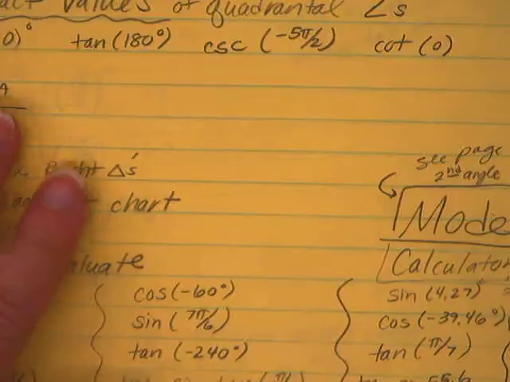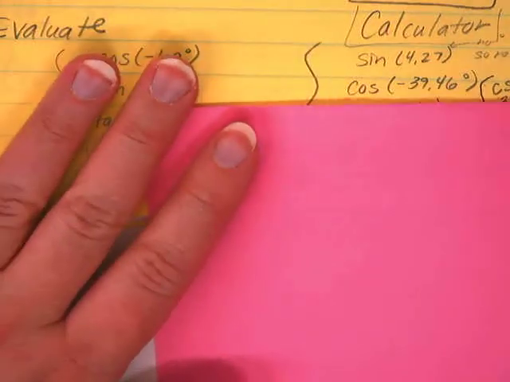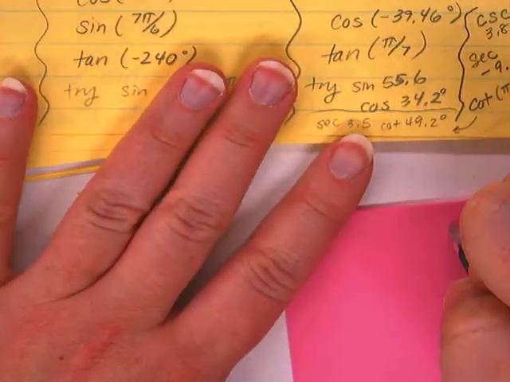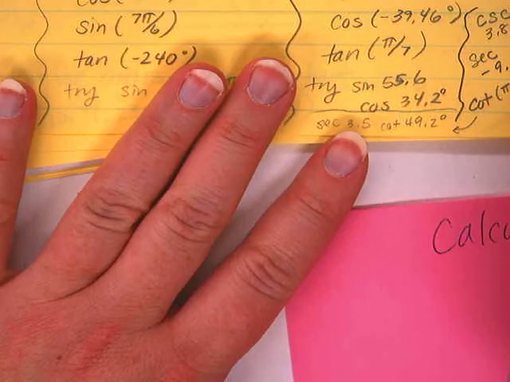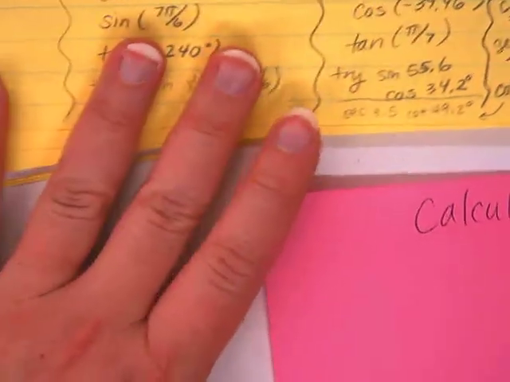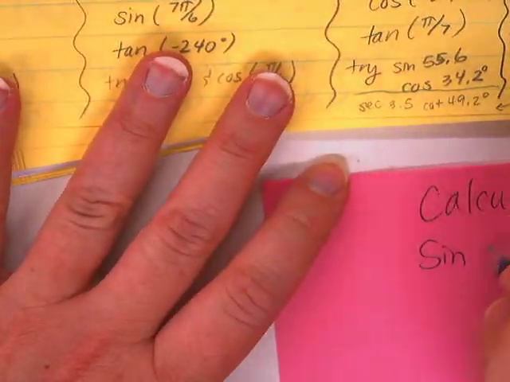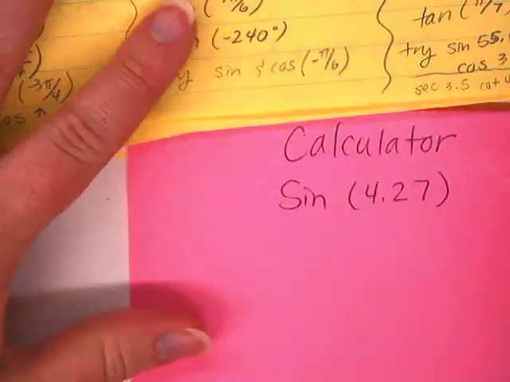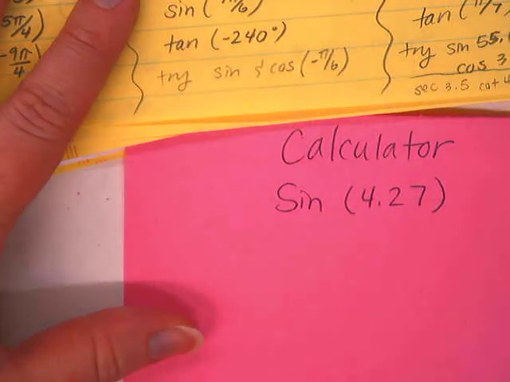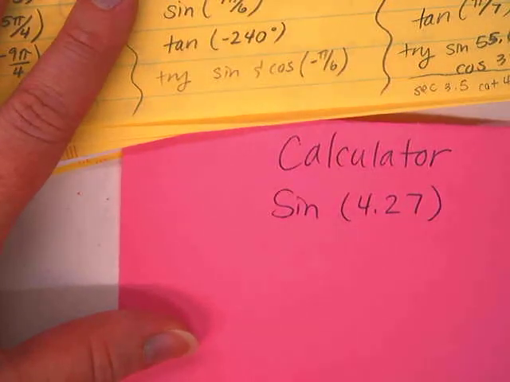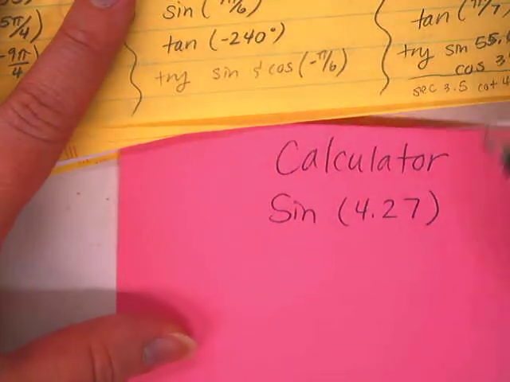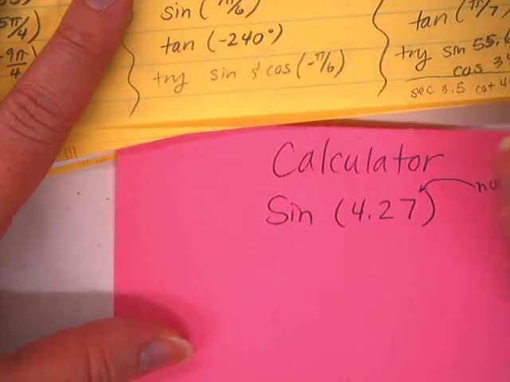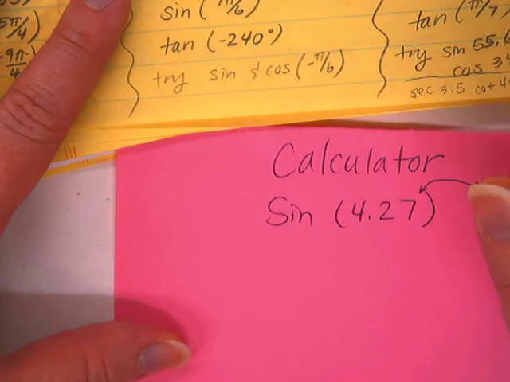What if you have problems that say to use your calculator to do them instead? And it says find the sine of 4.27. Notice how there's no little degree after it. So what does that mean if there's no degree after it? No degree means radians.